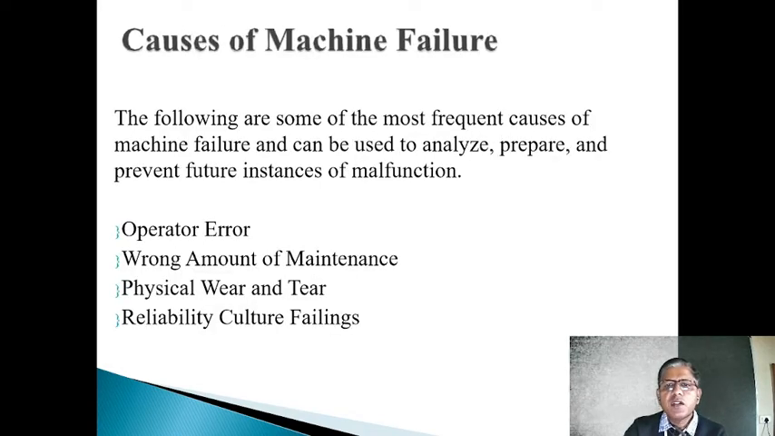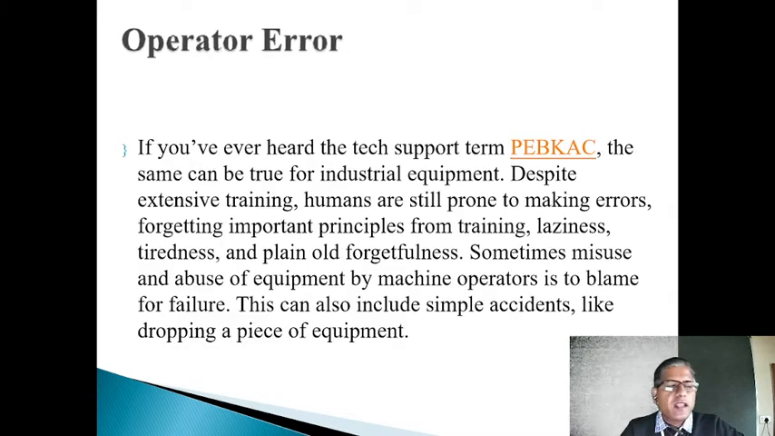Then we'll see what are the causes of machine failure. So broadly we can say that there are four causes of machine failure. First is operator error, wrong amount of maintenance, physical wear and tear, and reliability cultural failings. So first is operator error.